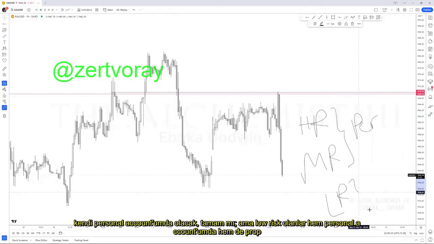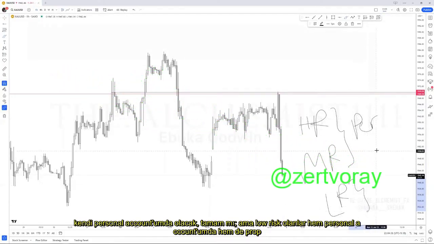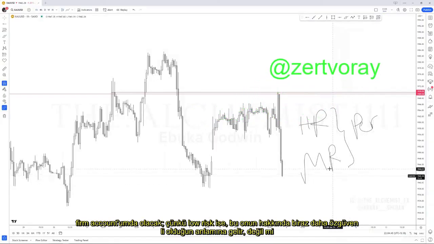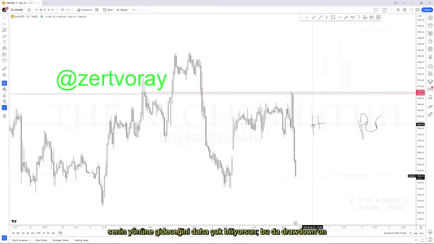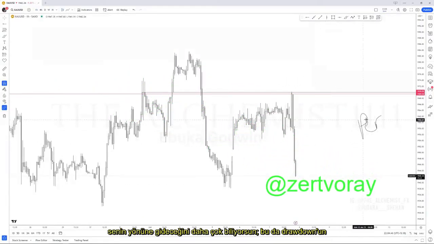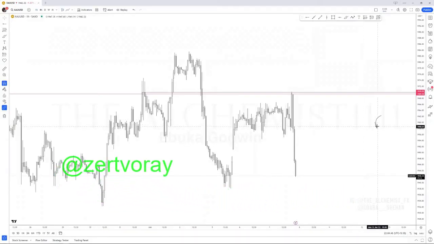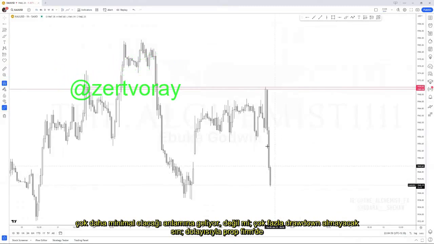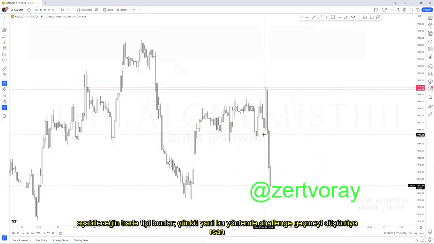But low risk will go on my personal account and the prop firm account as well, because if it's low risk, it means you are a little confident about it. You know that it is going to run your way, so the drawdown is very minimal. You're not going to get a lot of drawdown. So those are the types of trades that you can place on the prop firm accounts.